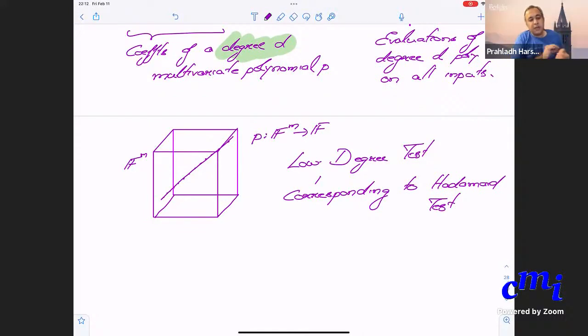Now the PCP theorem tells you that there exists a polynomially long proof which is testable with constant queries. I gave the Hadamard encoding, which is exponentially long, only as a toy example. If you use the low-degree polynomial, not the linear polynomial, then you can get it to be polynomially long.